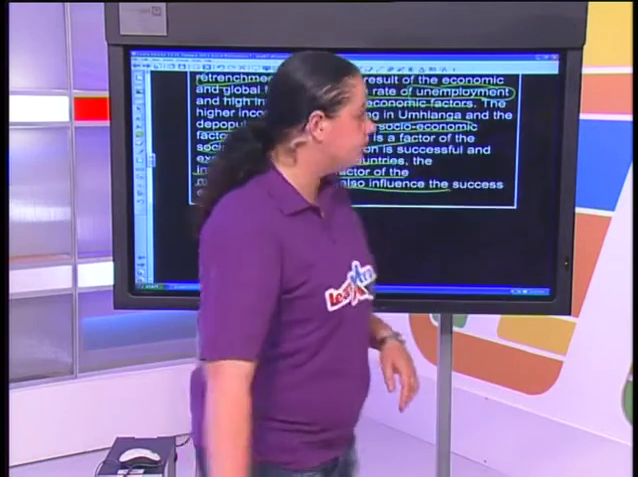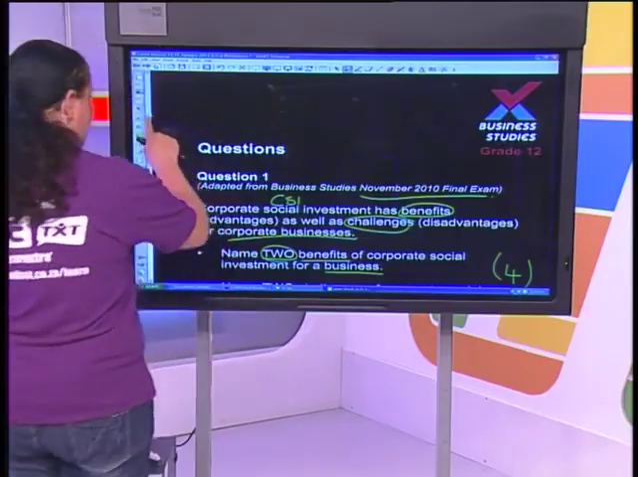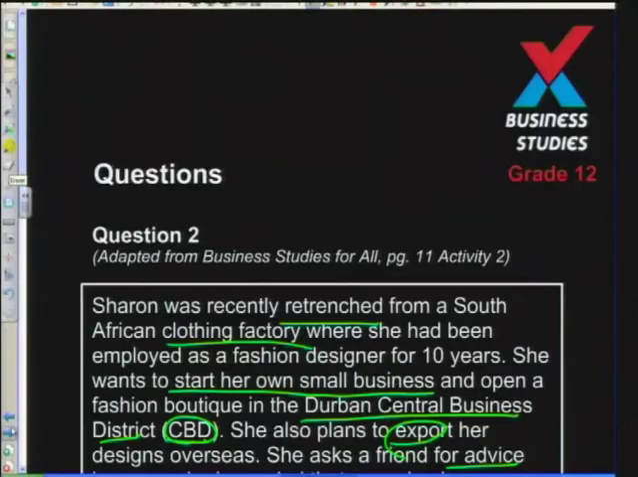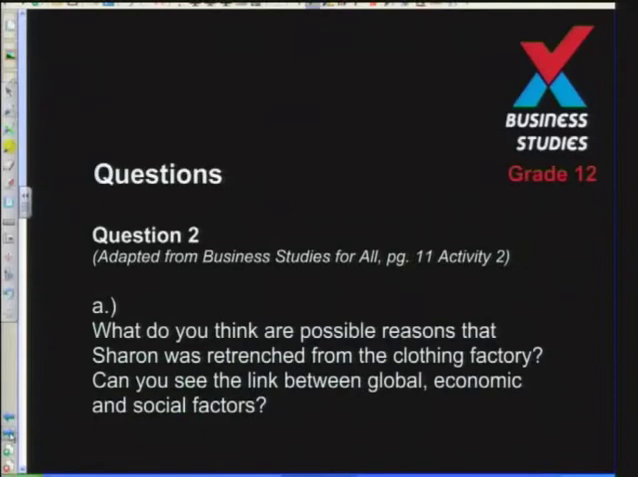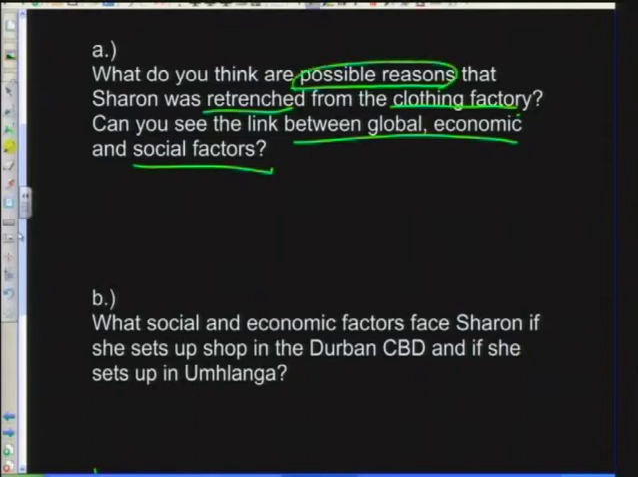The very first question there is, what do you think are the possible reasons that Sharon was retrenched from the clothing factory? Now, can you see the link between global, economic, and social factors? So 3 big things happening here, guys, and I want to break it down for you. What is the question asking you? What do you think are the possible reasons she got retrenched?